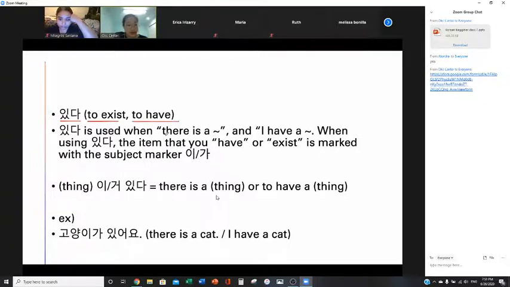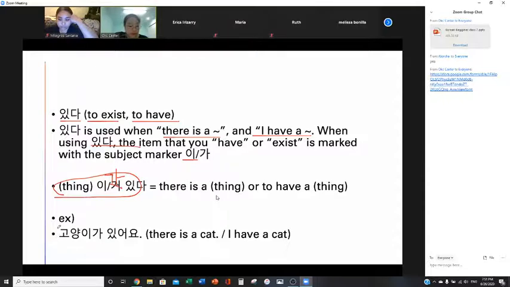Okay, so we'll learn about 있다, to exist, to have. 있다 is used when you want to say "I have a blah blah" or "there is a blah blah." When using 있다, the item that you have or that exists is marked with a subject marker 이 or 가. This is one of the conversational phrases. So: thing plus 이 or 가 있다, meaning "there is a thing" or "to have a thing."